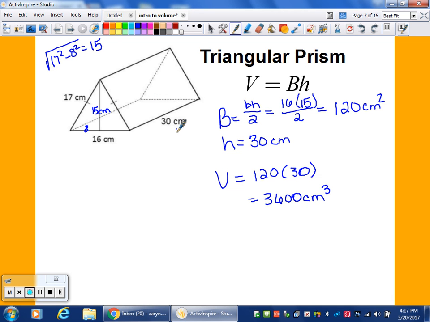Here's another triangular prism, little b times h over 2. 16 was my base. Again, I had to use Pythagorean theorem to get my height. I did 17 squared minus 8 squared, knowing that because this is an isosceles triangle, the height bisects the base of that triangle, so that made this 8. Which then gave me my calculation of 15 for the height of my triangle. So I could do 16 times 15 divided by 2, which gave me 120 centimeters squared. The height of the prism from base to base was 30 centimeters. So 120 times 30 gives me 3,600 centimeters cubed.